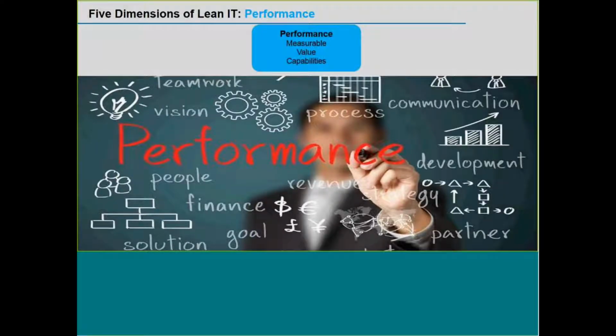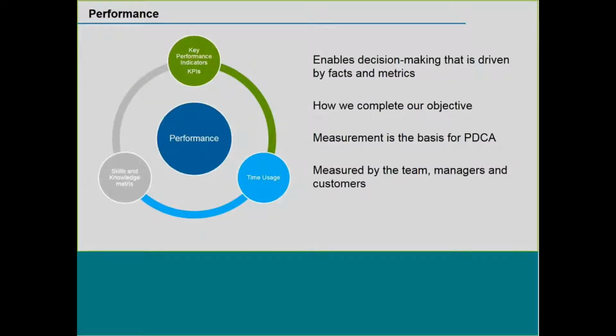Performance. 3 key things: measurable, value, capabilities. Let's dive into performance. Within performance, we're going to focus on 3 key things here. That's key performance indicators, time usage, skills, and knowledge matrix. We're going to cover each of these in a bit more detail. But these are the 3 things that are going to make up key performance within the Lean IT organization.